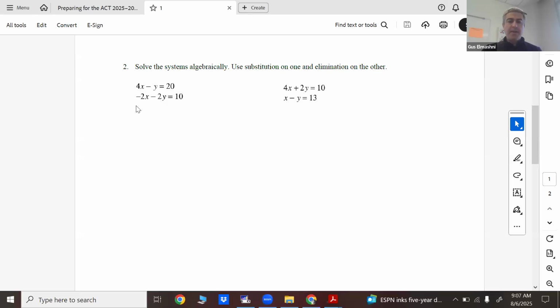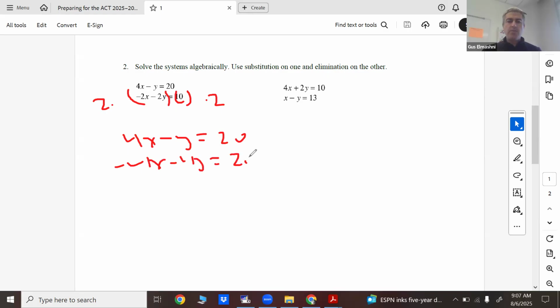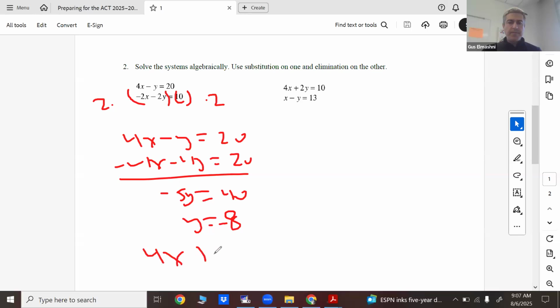Here we're solving. You guys see the process, but it's kind of up to you what you want to do. I'd probably make these elimination for this one. Notice I'm multiplying both sides by 2. So you get 4x minus y equals 20. Negative 4x minus 4y equals 20 as well. Add them up. Negative 5y equals 40. So y equals -8. If y equals -8, you can throw it back into any equation here. You get x equals 3.